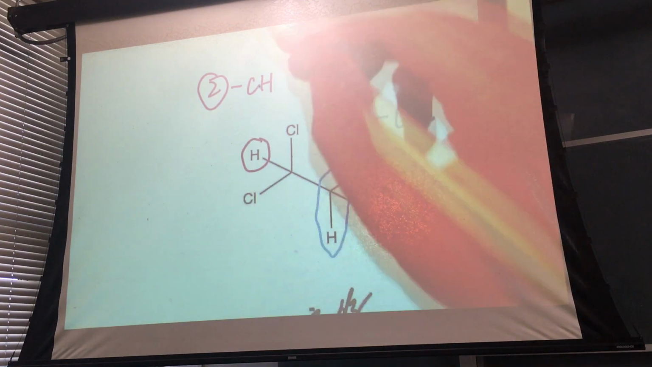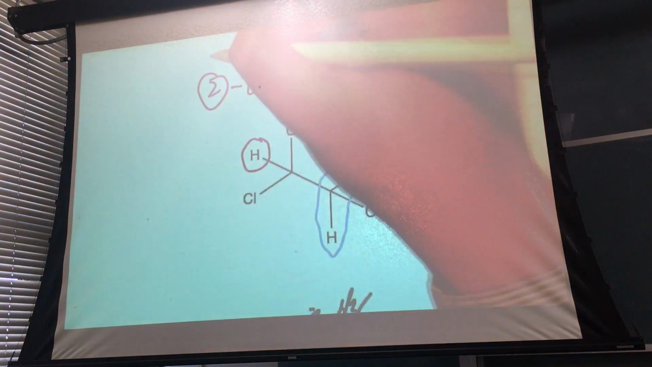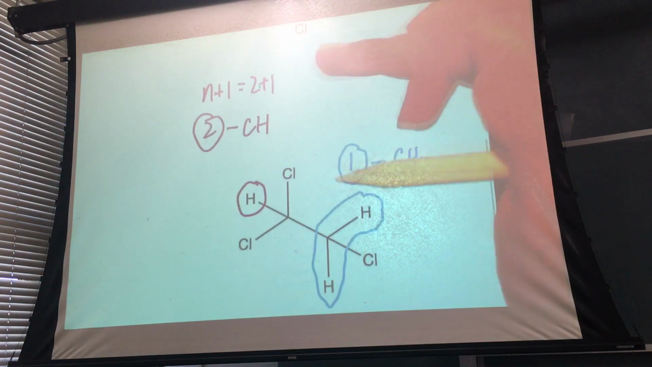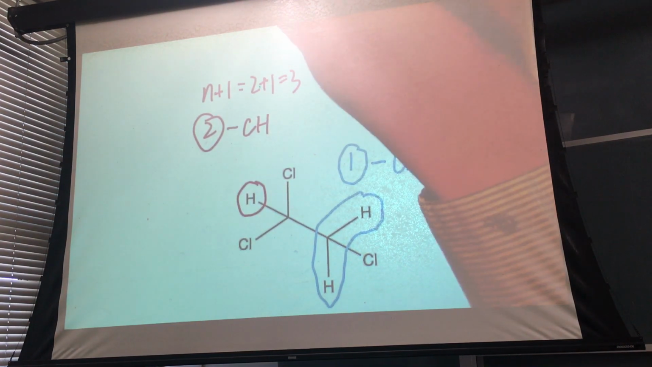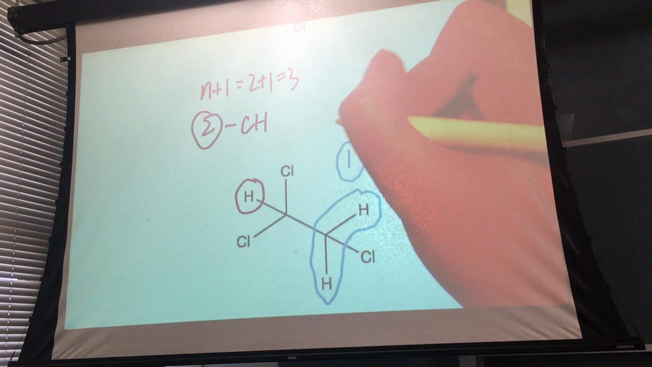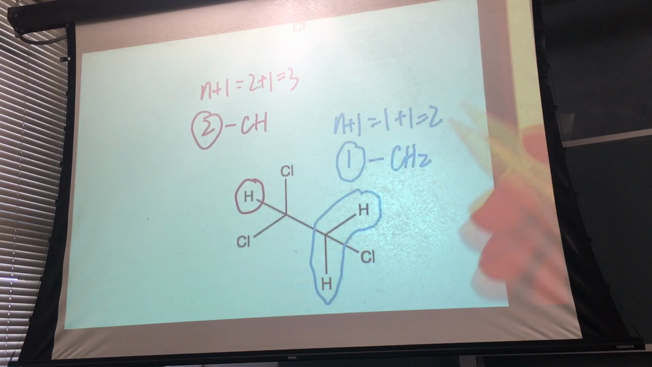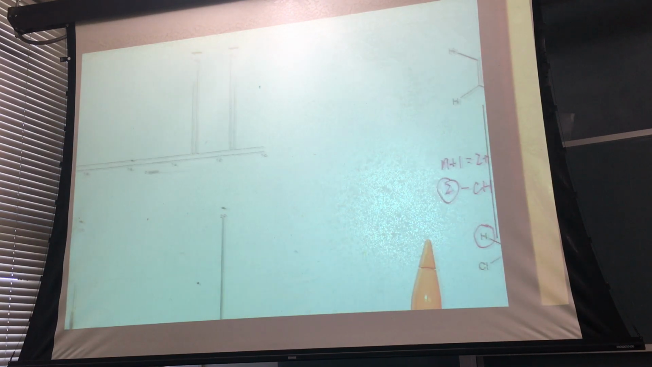Maybe next week. Okay, so according to our n+1 rule, this one has two neighbors, so n+1 equals 2 plus 1 equals 3. And this one has only one neighbor, so n+1 equals 1 plus 1 equals 2. So I'm expecting to see 3 peaks for this hydrogen, and 2 peaks for these two hydrogens. Does that make sense? And let's see what's on the peaks.